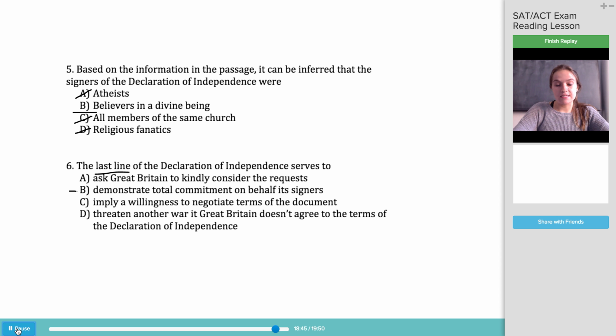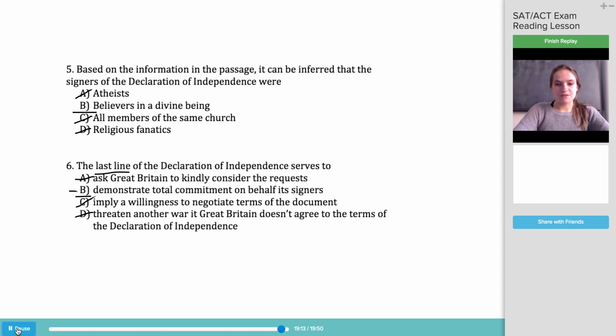C, imply a willingness to negotiate. There were no terms of negotiation or willingness in that last sentence. And D, threatening another war if they don't agree. At the same time, there was nothing really threatening about the last line besides them all saying that they're all going to work together to have this come to fruition. So get rid of those last 2 and the first one, and B here is going to be our answer.